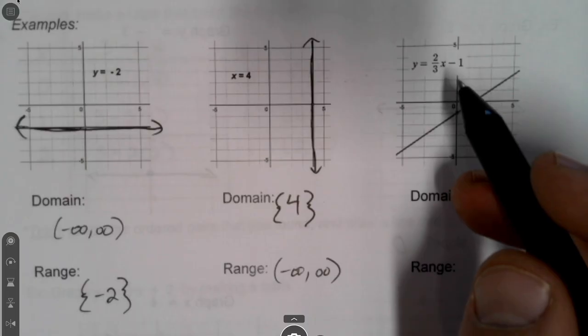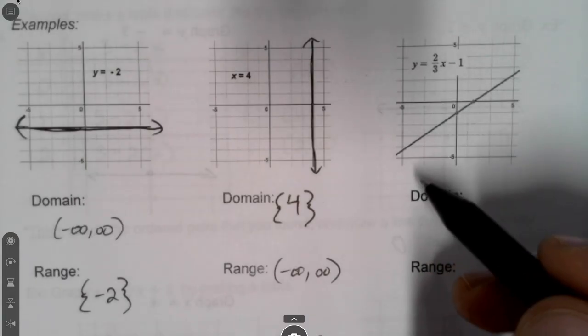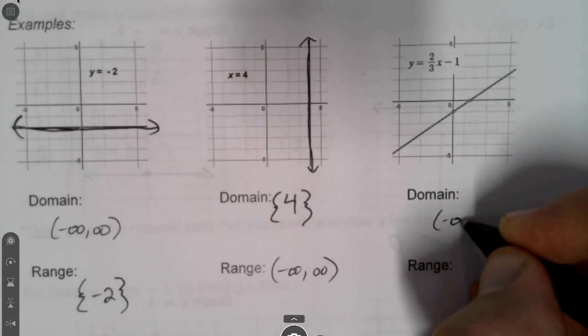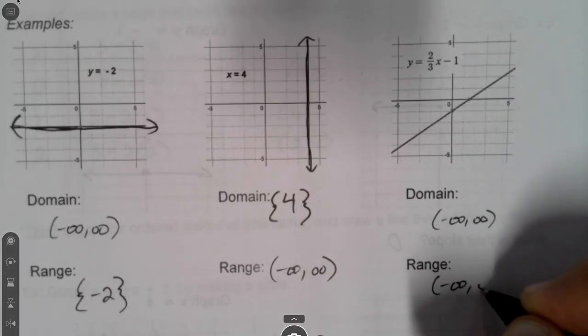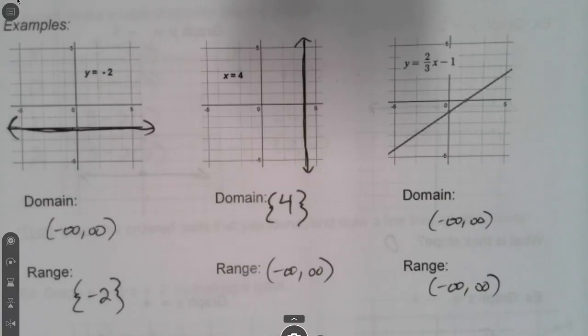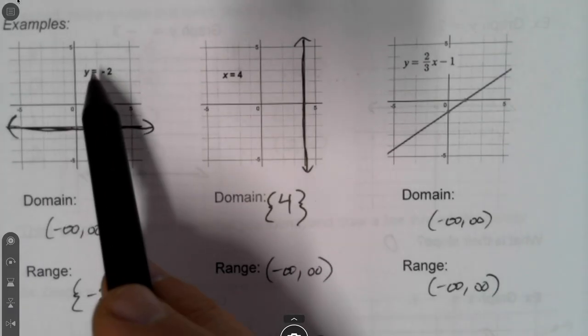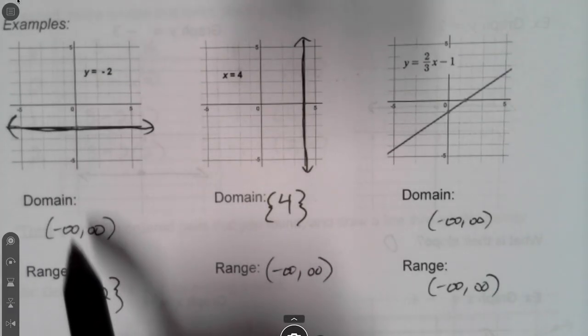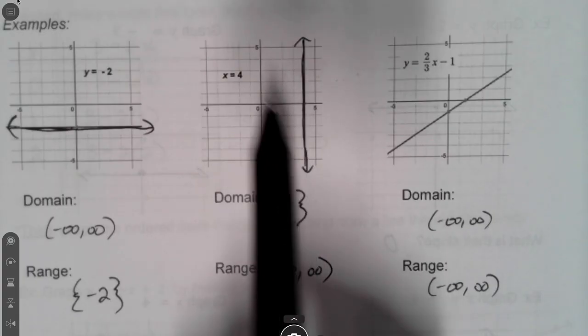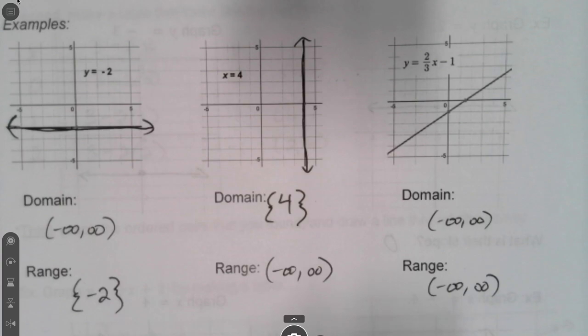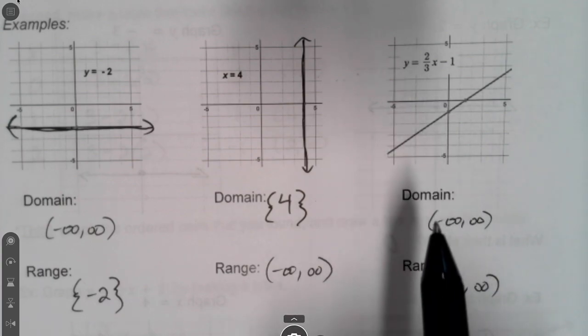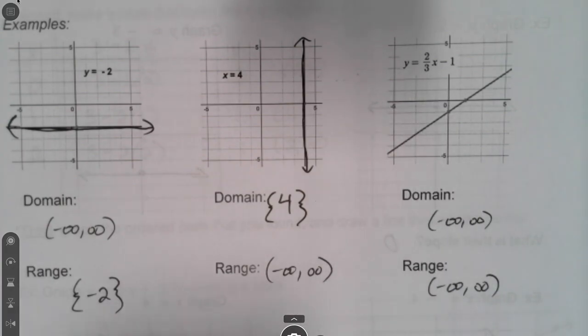This last one, it has both an x and a y. When it has both, the domain is negative infinity to positive infinity, and so is the range. So this also is just mostly a memory thing. You got to remember, if there's only a y, it's horizontal, domain's infinite, the range is one number. If there's no y, there's only an x, the domain is one number, the range is infinite. If it has both, then both the domain and the range are infinite.